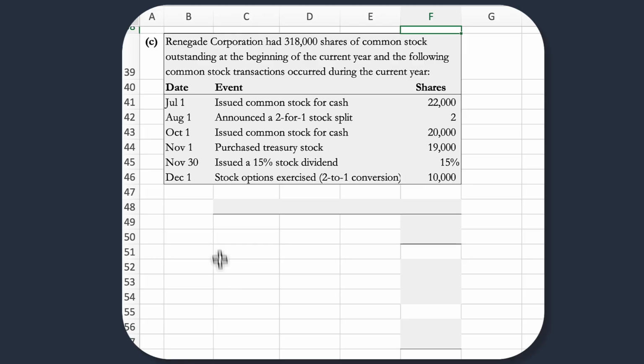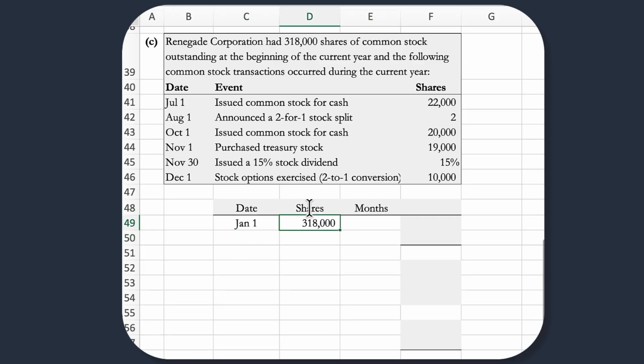Last one, let's look at Renegade Corporation, who on January 1st, and let's add our date column here. On January 1st, they had 318,000 shares outstanding. And the months is 12, and the equivalent shares would go here. So that times 12 over 12. And then on July 1st, they issue another 22,000 shares. So those were outstanding for 6 months.